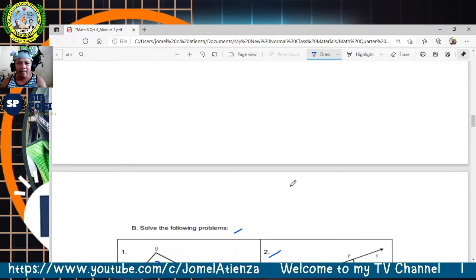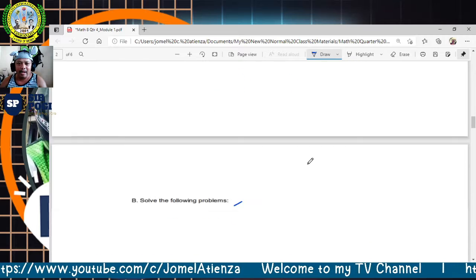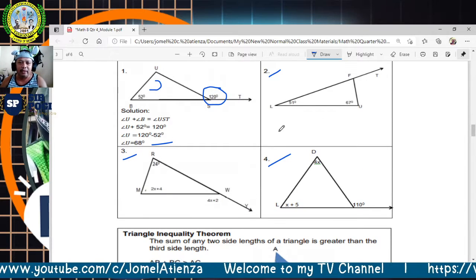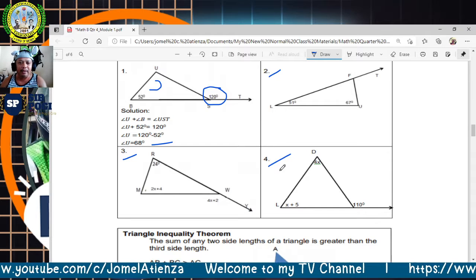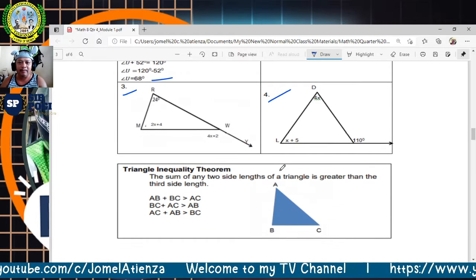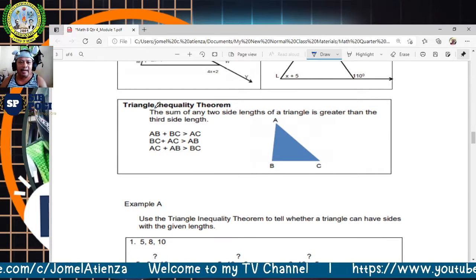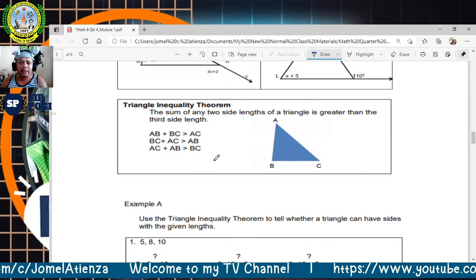Okay, so we have 6 items here, and then we have 3 points each. So we have 15 points na po din sa ating activity number 1. And then let us now proceed to triangle inequality theorem.